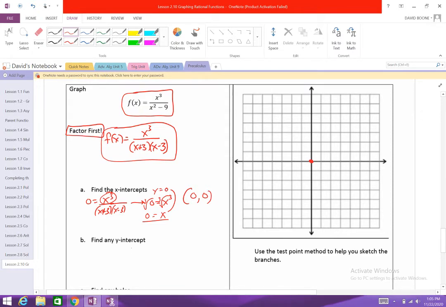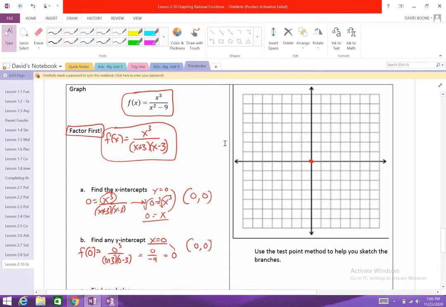Okay. Let's find the y-intercepts. Again, to find the y-intercepts, you substitute x equals 0 into our function. So f of 0 equals 0 cubed all over 0 plus 3 times 0 minus 3. 0 cubed is 0. The bottom here would be 3 and negative 3, so negative 9, which still is just 0. So looking at our coordinate, that's (0, 0), our y-intercept as well. Well, that kind of makes sense. If (0, 0) is an x-intercept, it's also a y-intercept.